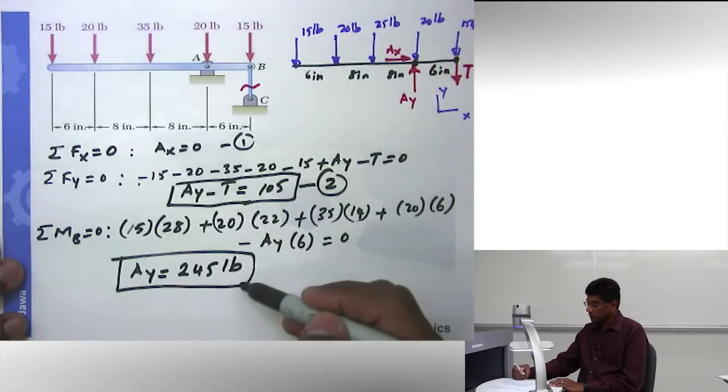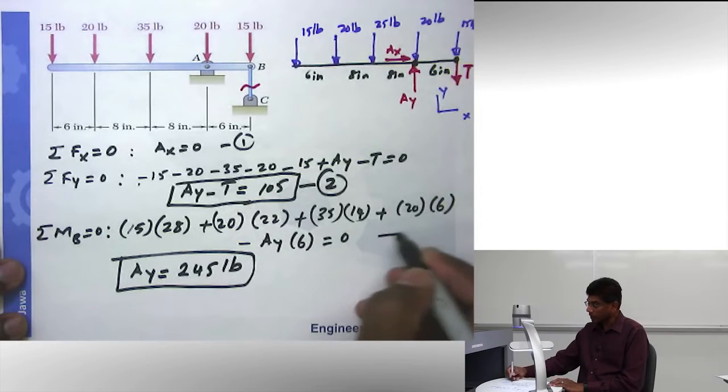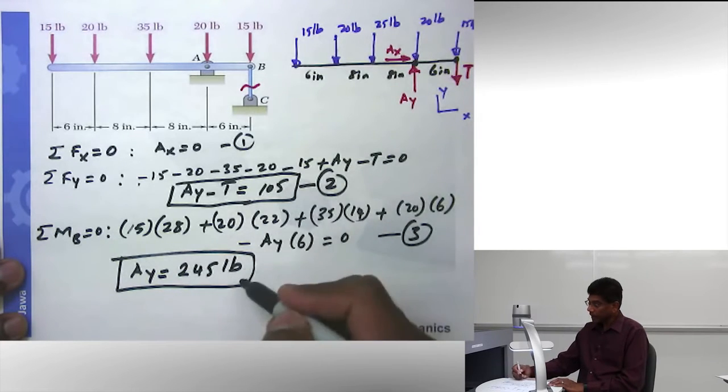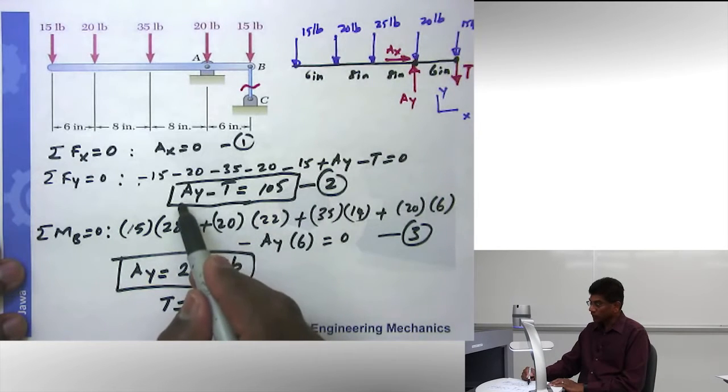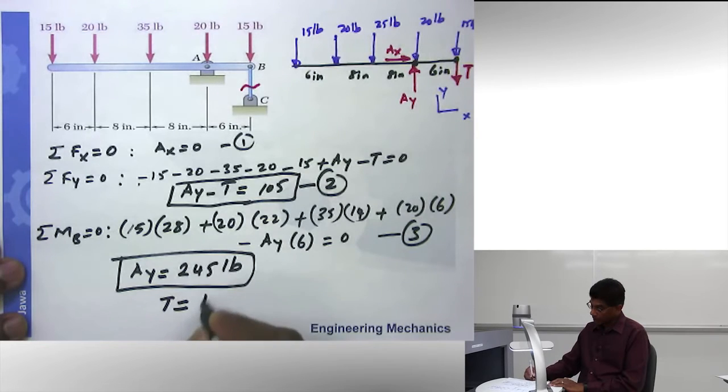So with this information, now I can go back. This is my third equation actually. And I can go back and substitute this, and I can find the tension as, if I substitute the 245 here, my tension will be 140 pounds.